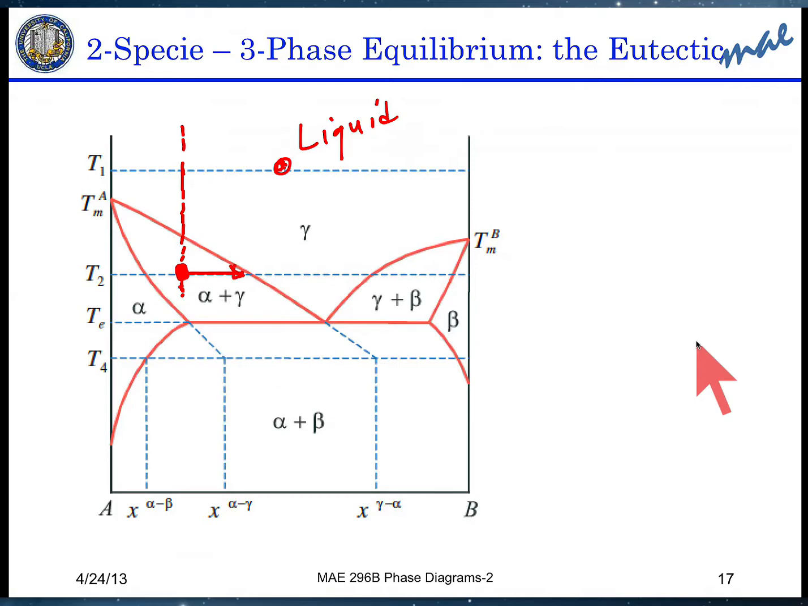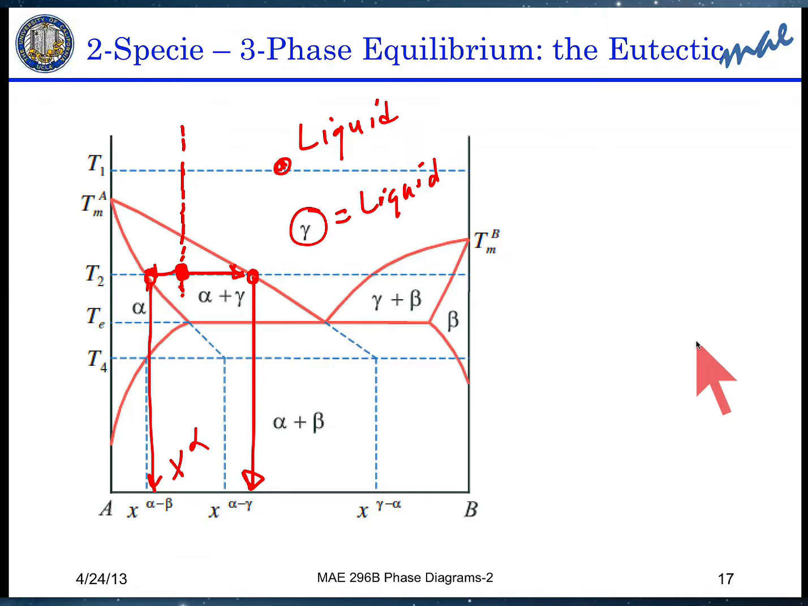I'll have a phase that is gamma, or liquid. Gamma is the liquid. And another phase here that is alpha. So I have a concentration here corresponding to alpha. And these are the two corresponding concentrations from the phase boundary.